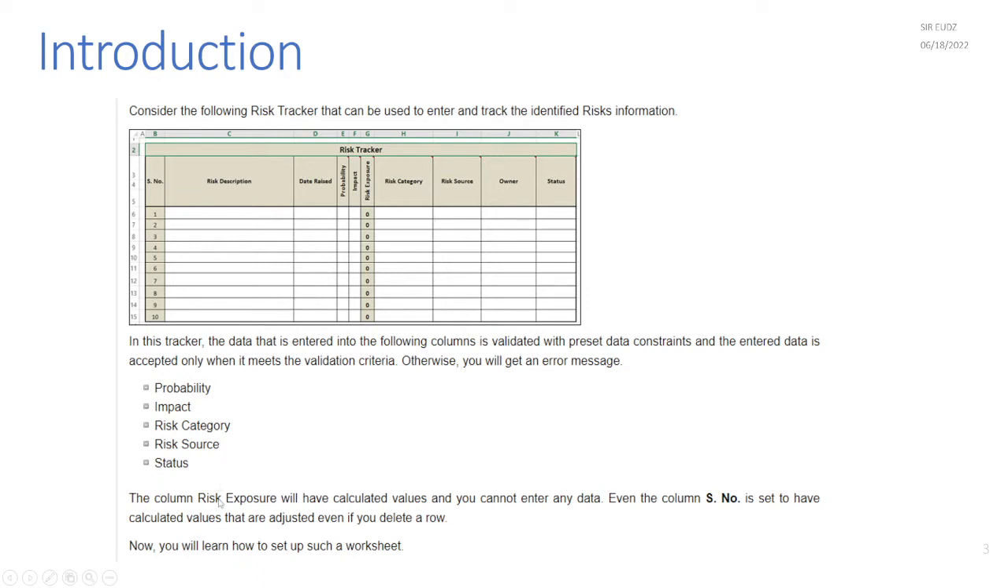The column risk exposure will have calculated values, so this one, and you cannot enter any data. Even the column S number is set to have calculated values that are adjusted even if you delete a row. Now you will learn how to set up such a worksheet. So we're going to set up a worksheet similar to this one shown in this video.